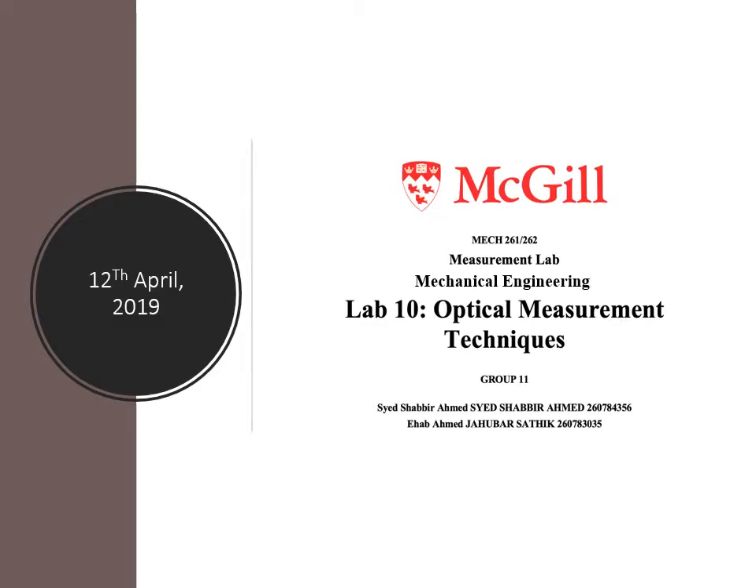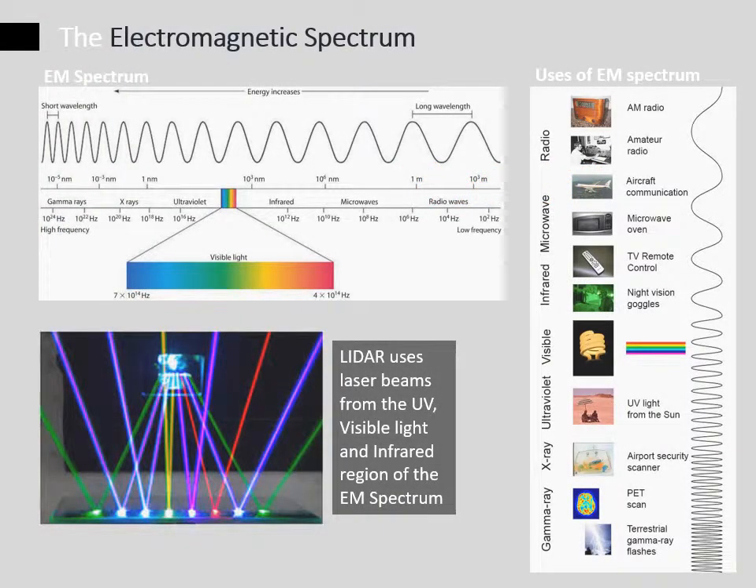And this is Shabir. We both are going to talk today about optical measurement techniques and specifically LIDAR. LIDAR is a surveying method that measures distance to a target by illuminating the target with pulsed laser light and measuring the reflected pulses with a sensor. It uses laser beams in the ultraviolet, visible spectrum, and the infrared region of the electromagnetic spectrum.